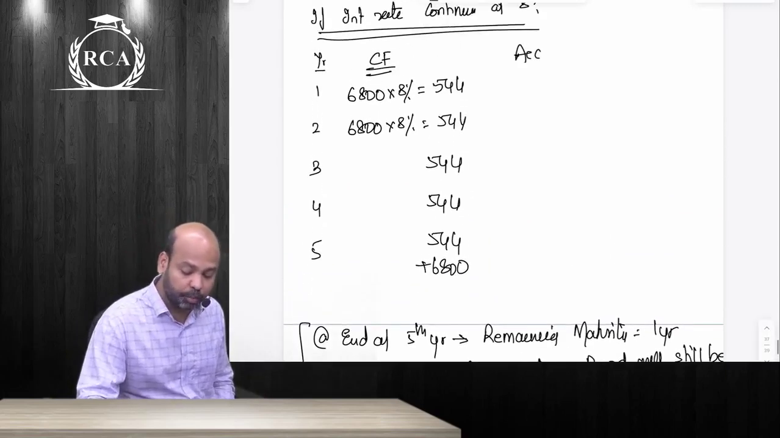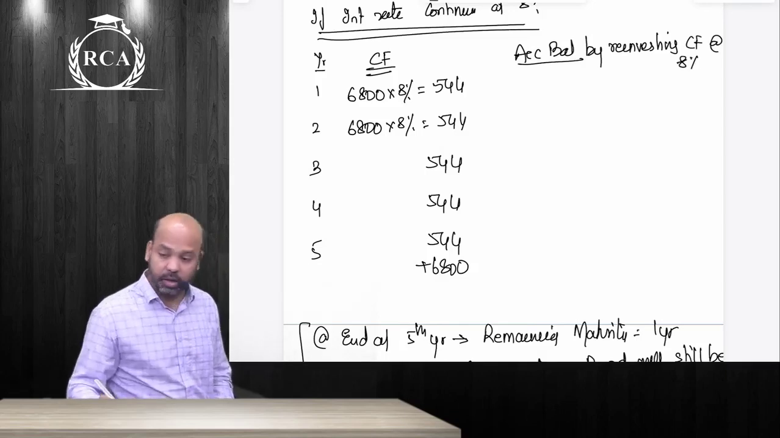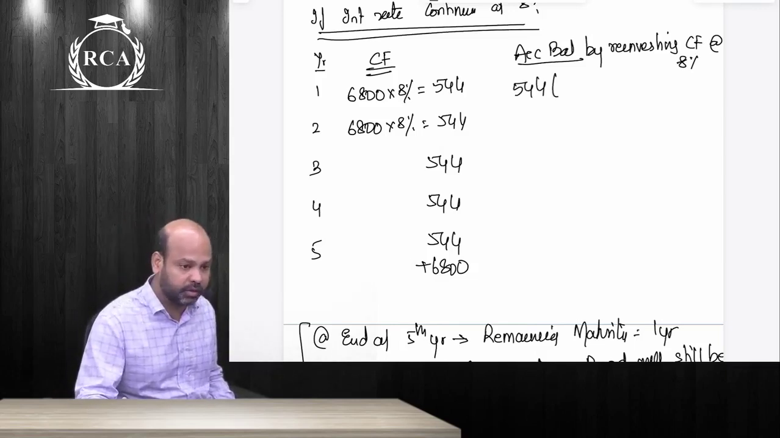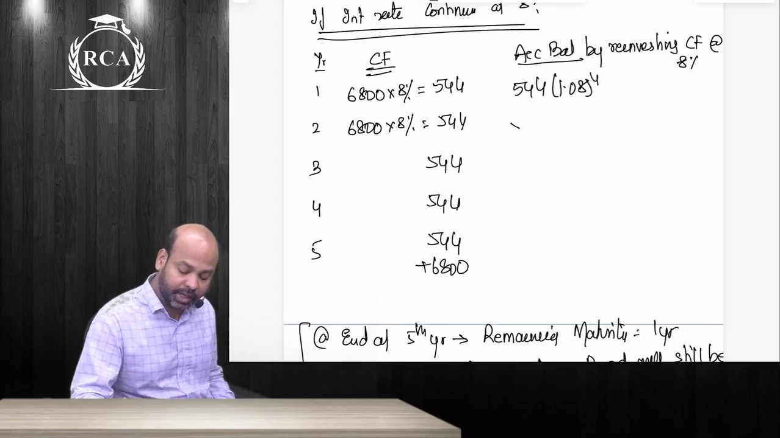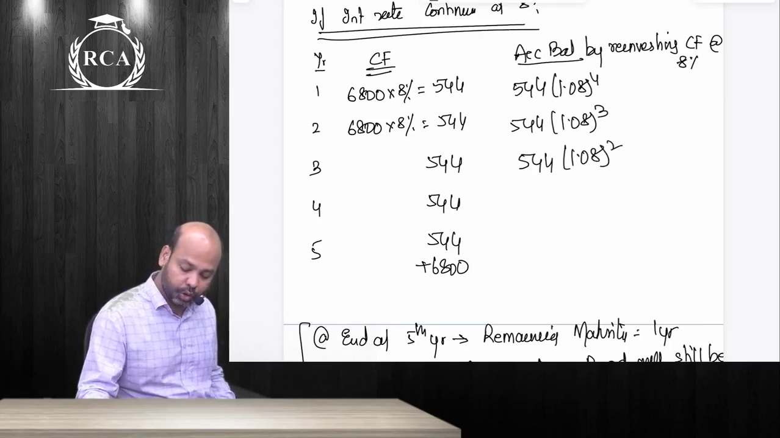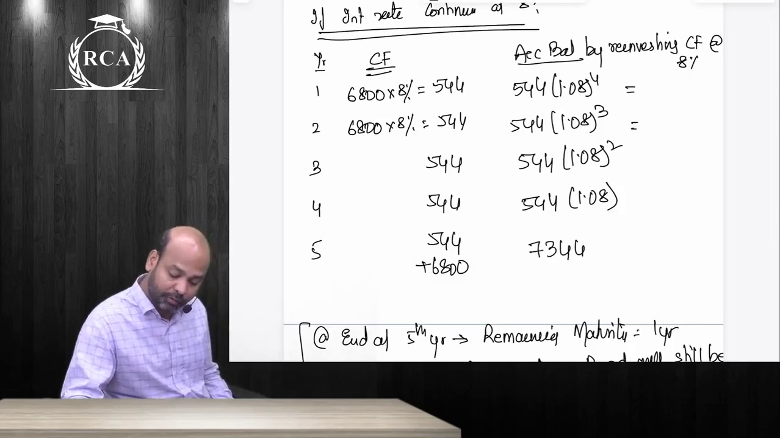But I will have to compute the accumulated balance by reinvesting all your cash flows at the prevailing rate, and the prevailing rate is 8%. The first year cash flow, if I reinvest, will be for how many years? 4 years. The next cash flow will be for 3 years. Next cash flow, 2 years. Next cash flow is for 1 year. The last one has no reinvestment income, 7,344. You will have to add up all of these values.